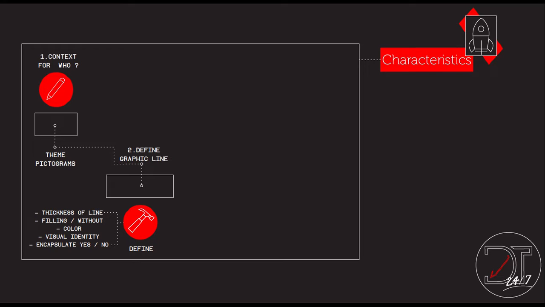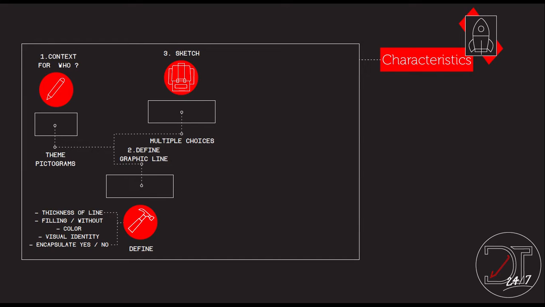If you don't know what a graphic line is, please check our tutorial here in our channel, because over there we have all the elements to create your graphic line. But when you define it and you're going to start doing your pictograms, it's very important to know the thickness of the line, the color, and the visual identity. Also, whether you are going to fill in the pictograms or leave them without filling is really important. Is it going to be encapsulated? No, yes. It's really very important to have that information.